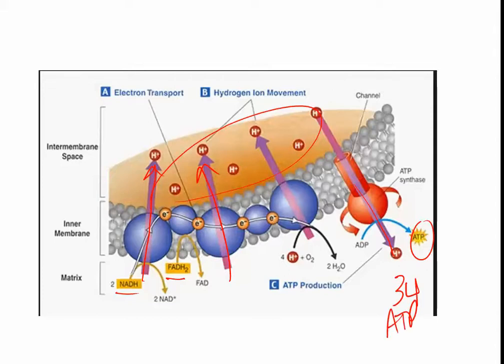Combined with the other ATP that we produce, we get a net total of about 36. 38 are produced, and about 2 are used, right? And then 34 are your final amount that you get from electron transport, so 36 total.